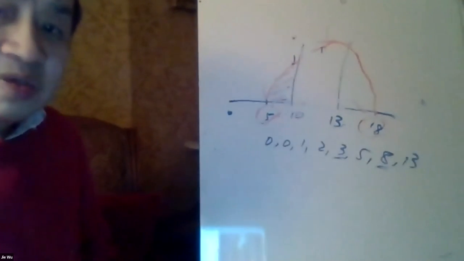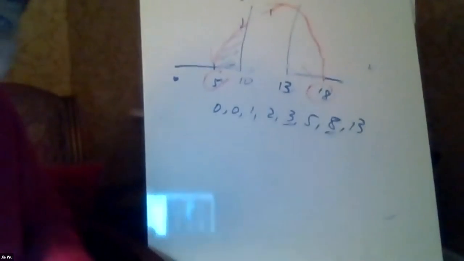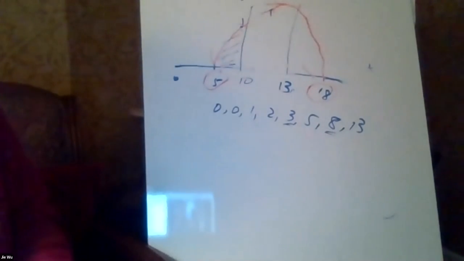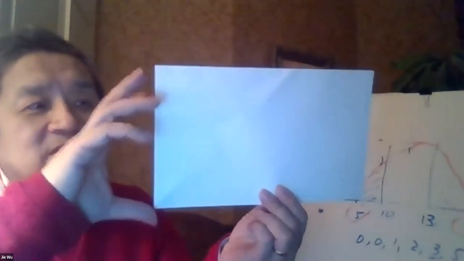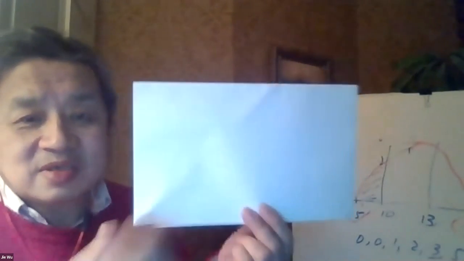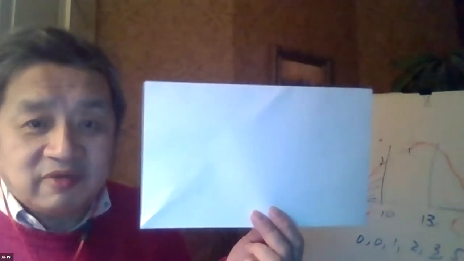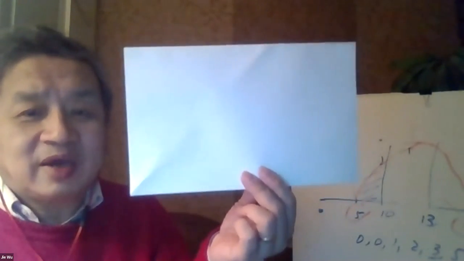So let me just give you, let me give a piece of paper. You probably know golden ratio really means this one. So you have a piece of paper. This side divided by this is a golden ratio. Look at the shape of this one, rectangle shape.